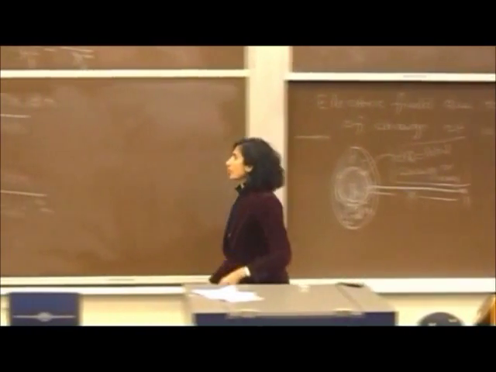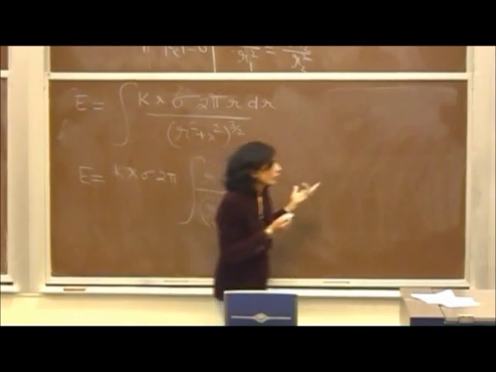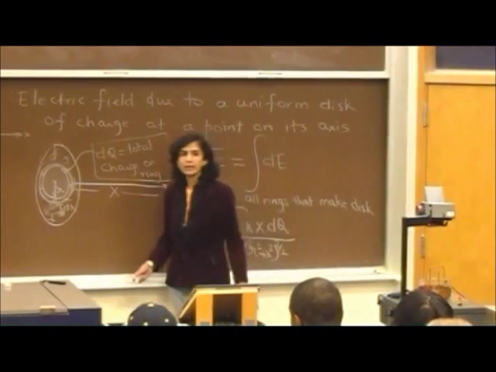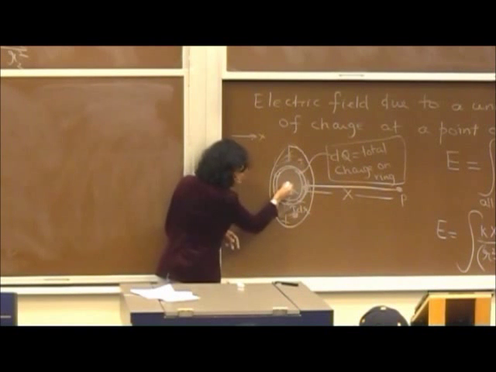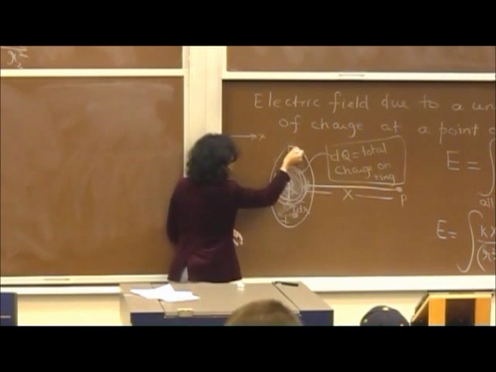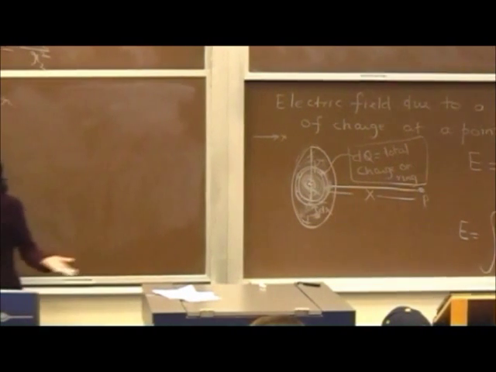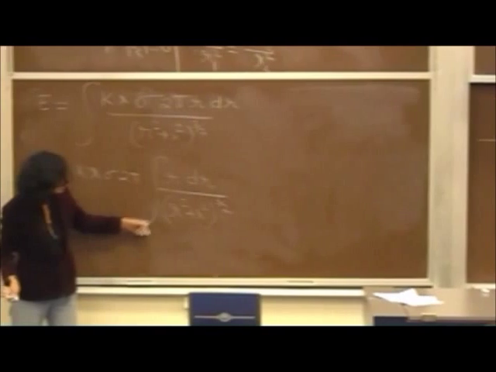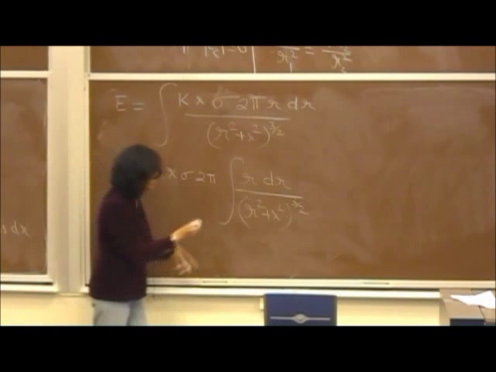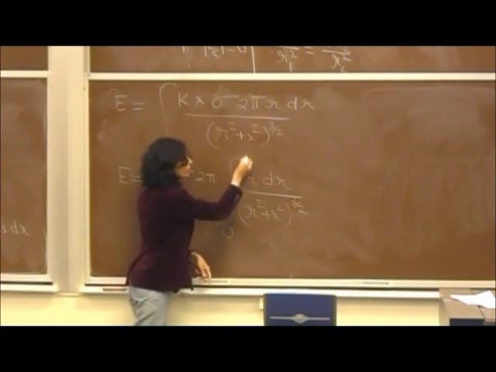And as one of your friends already suggested, now that we have written this integral in terms of dr, what would be the limit of the integral if we are integrating over all rings that make the disk? You know, the smallest ring will have a radius of 0. Then the next ring will be like this, the next one will be like this, et cetera, et cetera, till we get to the largest ring, which has a radius of capital R, the radius of the disk itself. So is everybody seeing that integrating or adding up the contribution of all of the rings that make up the disk means the radius should go from 0 to capital R?